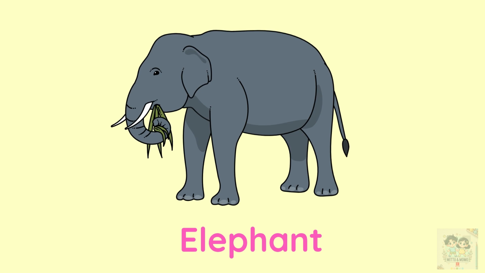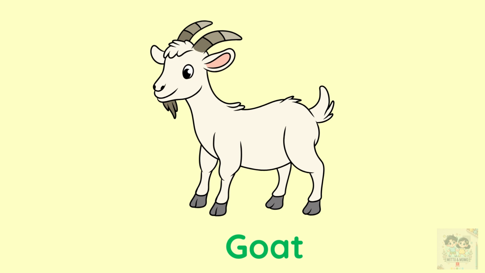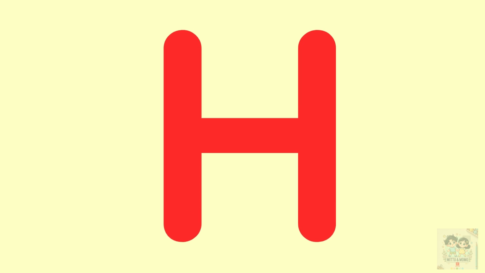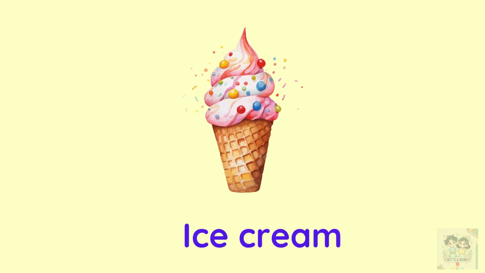E. E is for elephant. F. F is for fish. G. G is for goat. H. H is for hat. I. I is for ice cream.